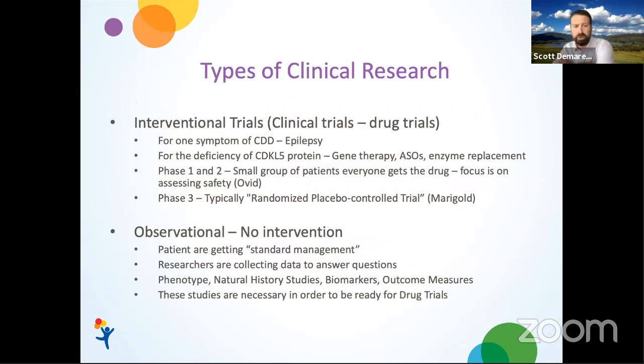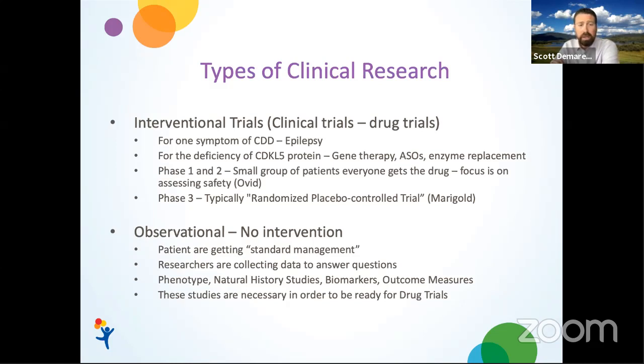So types of clinical research. Within clinical research, you can really think about two big categories of research. There are interventional trials and there are observational trials. Interventional trials are what we think about as drug trials. This is where we actually do something we otherwise wouldn't do to a patient to see if that helps, if it makes something better. So the trials that have been done mostly so far in CDKL5 deficiency disorder have been epilepsy trials. And we could think about the Ovid trial or the Demarest trial.